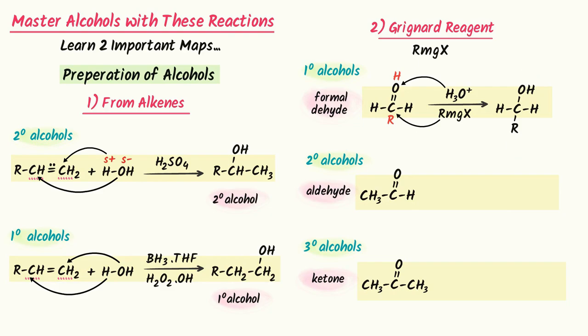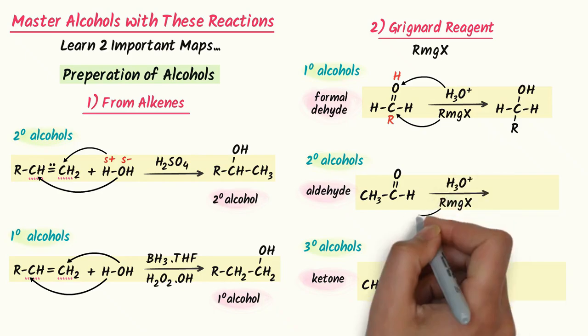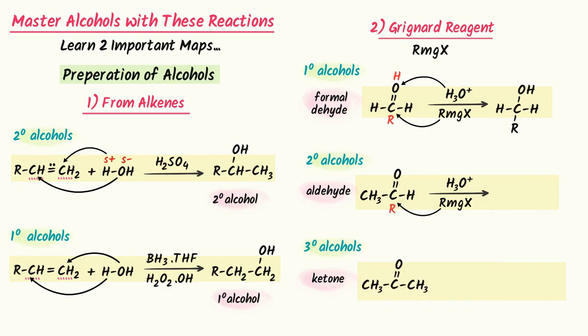Secondly, to prepare 2 degree alcohol, we take any aldehyde. For example, consider this aldehyde. We already learned that RMgX provides alkyl R to this carbon having double bond, while hydronium ion provides hydrogen to this oxygen. As a result, we get 2 degree alcohol, where R is bonded to this carbon and hydrogen is bonded to this oxygen. Thirdly, to prepare 3 degree alcohol, we take ketone.